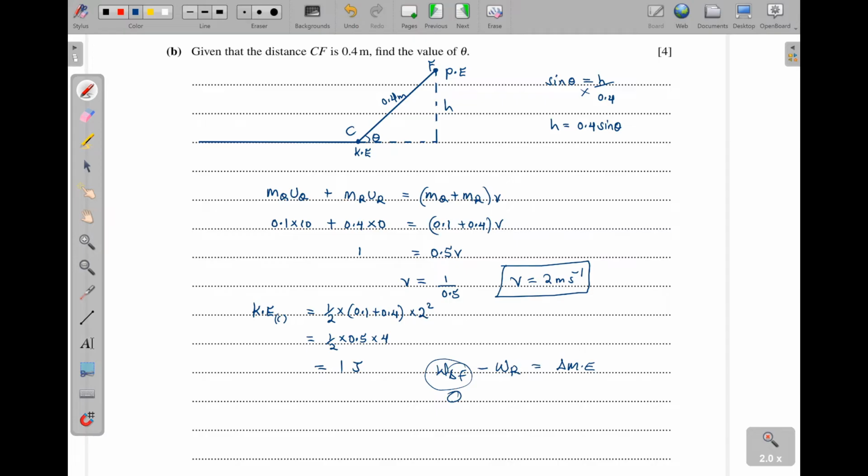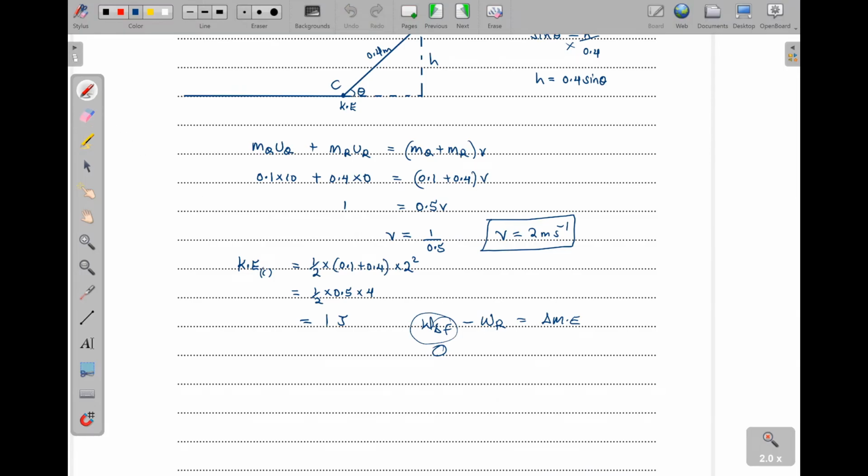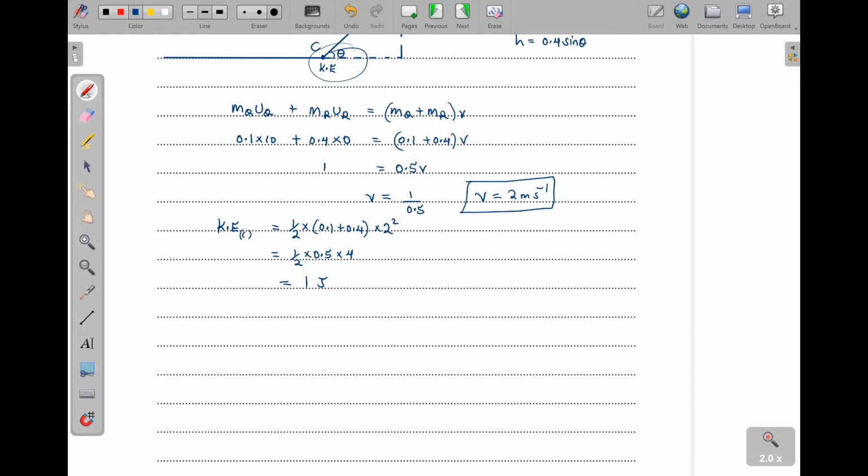Then work done against resistance, this one here, we are seeing the plane. Is the plane smooth or rough? Let's check here. It is actually smooth because they say smooth track. It is all through this one here. So even here, this one will be 0. Then when you come this side, final mechanical energy minus the initial mechanical energy, you will see that the final is this one here, and the initial is this one here. So because this is 0, when you take this one this side, they are equal. You see that?